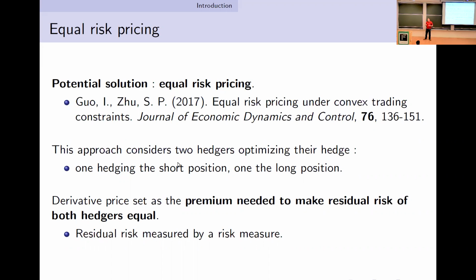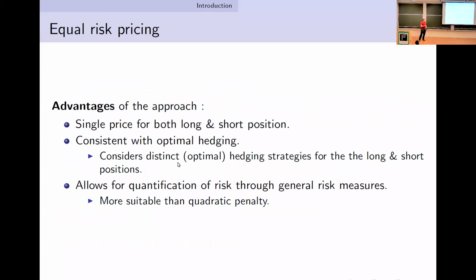There are ways to generalize this. So we consider equal risk, but in practice, it might be more desirable to have an equal risk-reward framework, because if both positions have equal risk but non-equal profitability, the agent might not be indifferent between hedging the long or short position. But for simplicity, let's only consider risk here, and we assume that the price is set as the value for the option premium which makes residual risk equal for both the short and long positions.